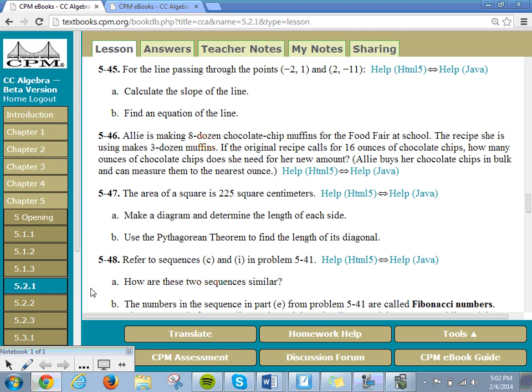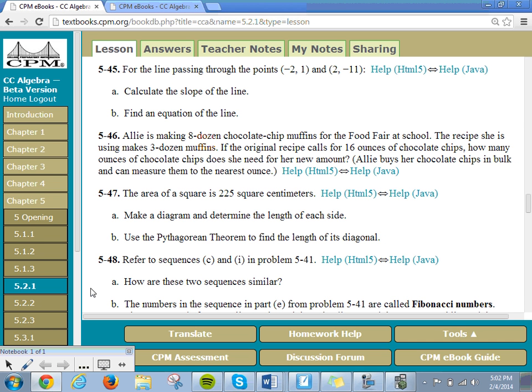Alright, looking at 45, it says for a line passing through the points (-2, 1) and (2, -11), calculate the slope of the line and find the equation of the line. So this is some old stuff that you guys should be fairly familiar with. The first thing we want to do is find the slope of the line for A.